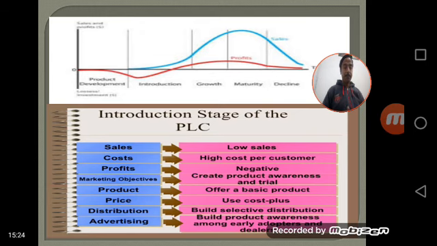So what kind of advertising will they do? Build product awareness among the early adopters and dealers. So the advertising strategy will be, you just make the consumer aware that this new product is there in the market. Clear? Introduction stage. Now let's go to growth stage. What will happen to all these features in the growth stage?